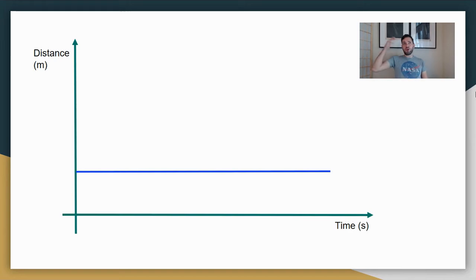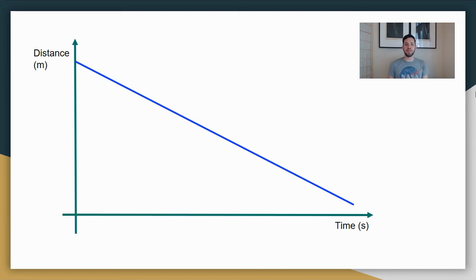Now, if I'm starting further away and I'm moving a lot closer, we would see something like this, where again, I'm starting at a greater distance, and my distance is decreasing as time goes on. So these motion graphs will tell us what direction we're moving, or whether we might just be stationary, standing still.